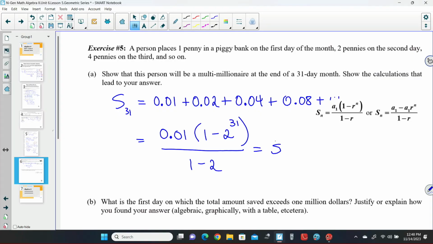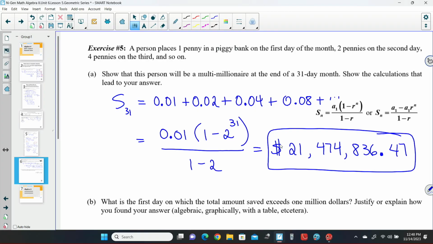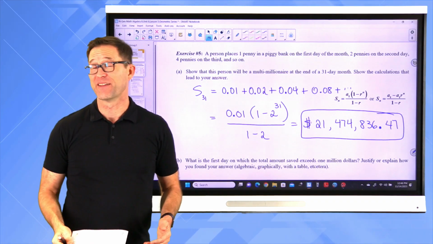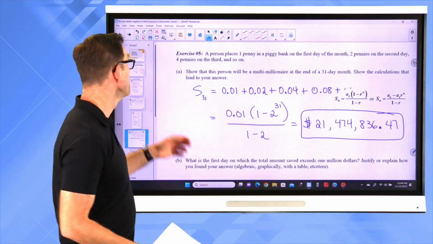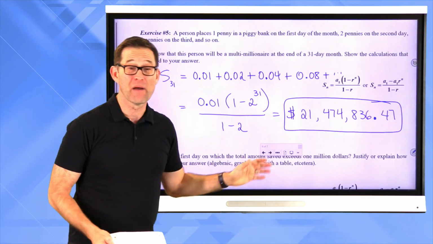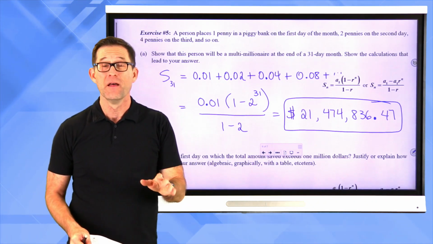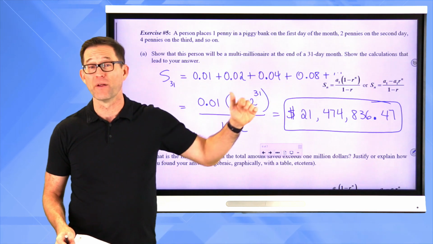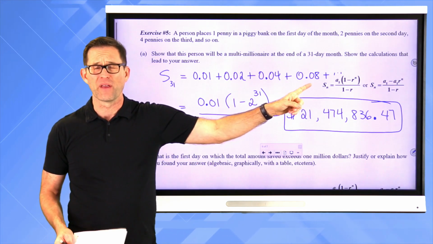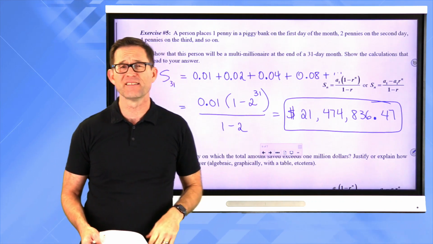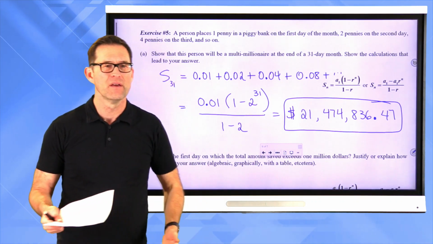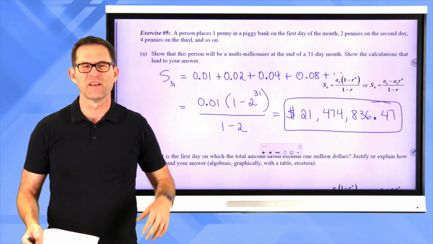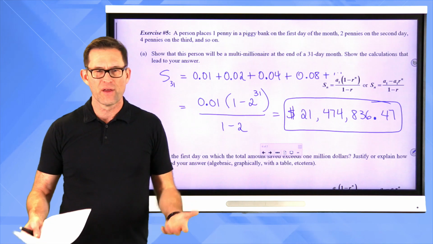So the person now has 21,474,836.47. Now, don't get me wrong, they're putting in a lot of money on the 30th day and the 31st day. In fact, most of the money in the piggy bank is coming on the last few days. But we're getting so much because each time we're doubling. On the fourth day, we're only putting 8 cents in. On the fifth day, we're putting 16 cents in. And the sixth day, 32 cents. But eventually, once we get up into that $10 and then 20 and then 40 and then 80, then we really start to cook.